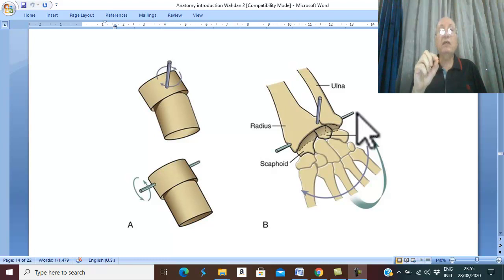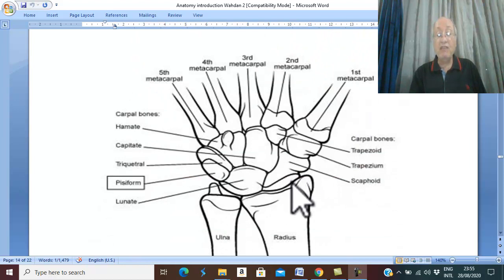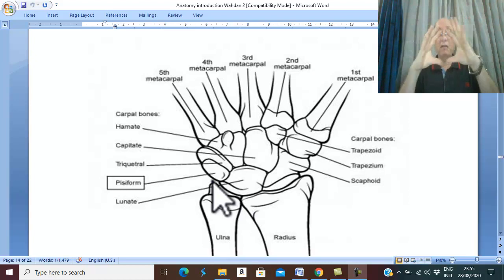This is called ellipsoid. Why is it called ellipsoid? Due to the shape of the concavity. The shape of the concavity in the lower part of the radius and the articular disc below the ulna are elliptical in shape. Therefore, it's called an ellipsoid joint.